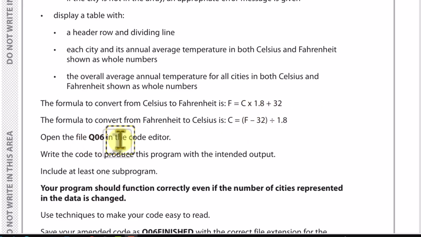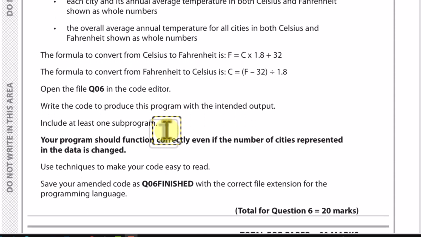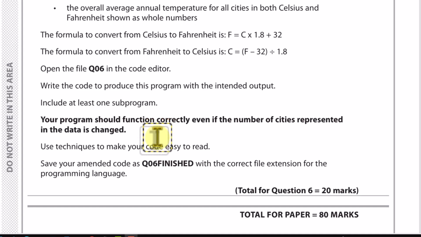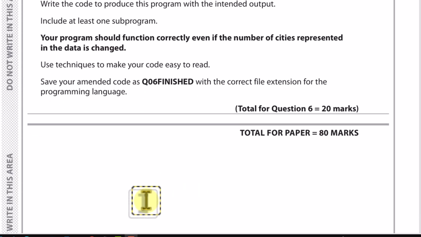Open the file in the code editor. Write the code to produce this program with the intended output. Include at least one subprogram. So we have to have one subprogram. And your program should function correctly even if the number of cities represented in the data is changed. So we cannot hard code any length or things like that, okay? So use techniques to make your code easy to read. Comments or things we have to add, okay? Save your embedded code as QO2 finished with the correct file extension for the programming language. So we have to do that.